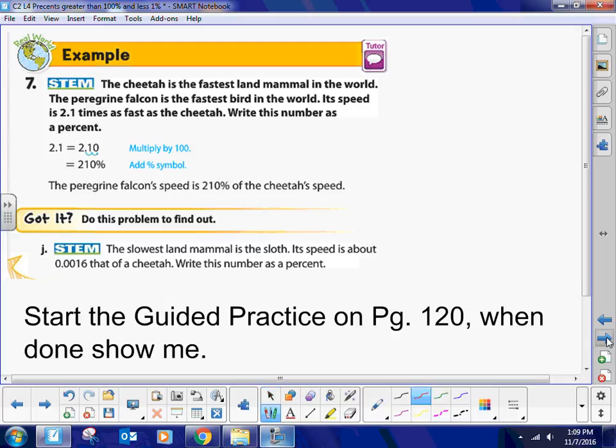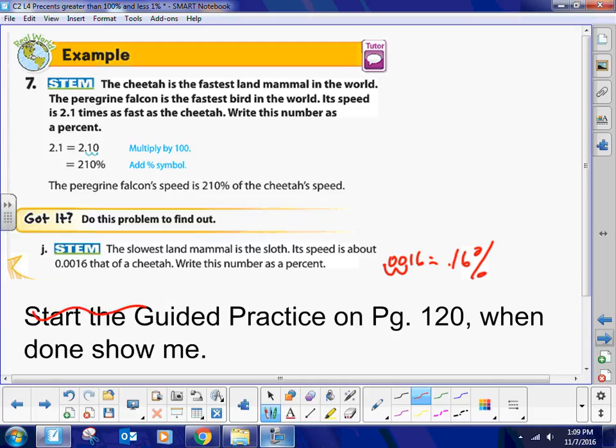Okay, the speed is about 0.0016. That is a cheetah. That's 16 10,000ths. All right, but as a percent, you just move it over twice. It's 0.16%. So it's 16/100ths of a percent.